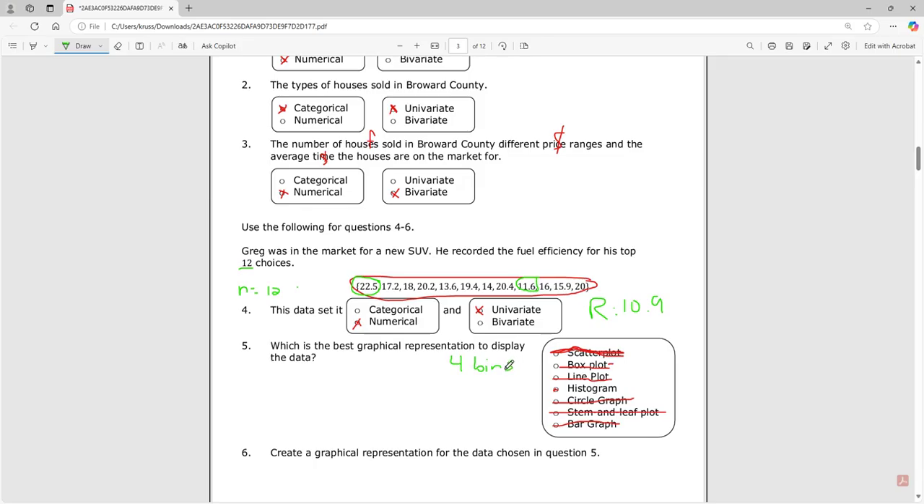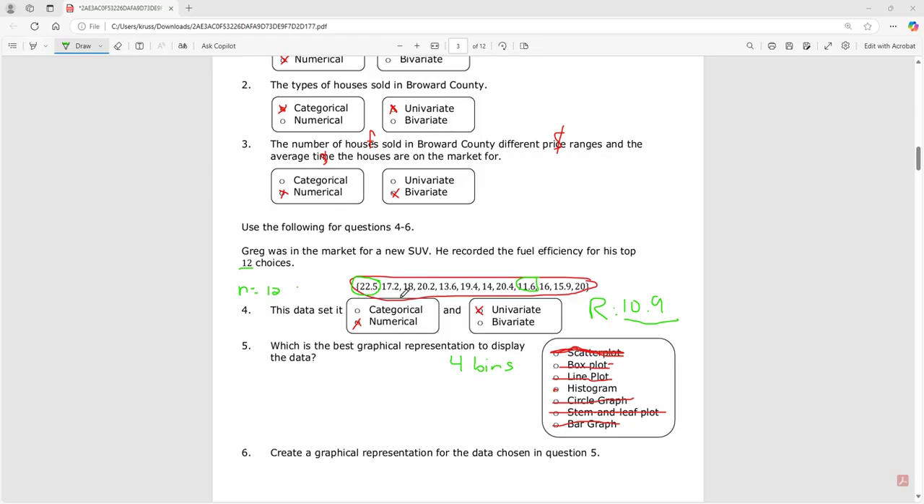And how much should each bin be? Well, we're going to take the range and divide it by 4. So we're going to take 10.9 and divide it by 4. And it's like 2.75 or 2.72. So let's make it, each bin is going to be 2.75 long.